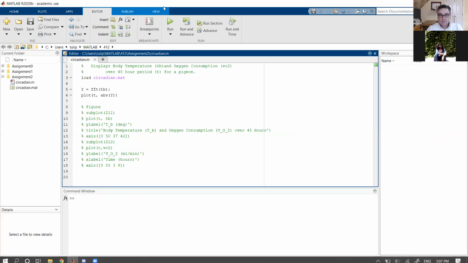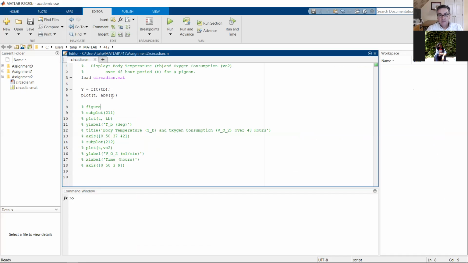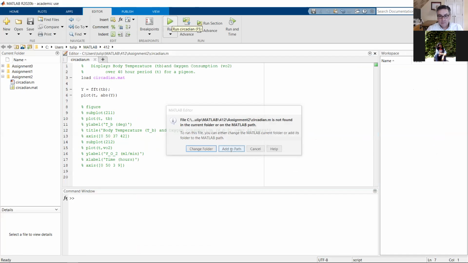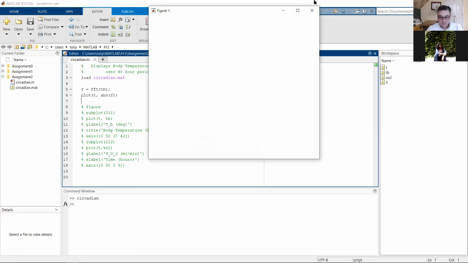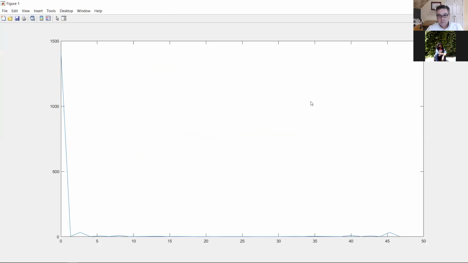Okay, here you go. So this is the MATLAB code from the resources itself. All I did is I took the FFT of the TB and plotted it against the Y with the absolute value. Is this normal? Yep, looks normal.